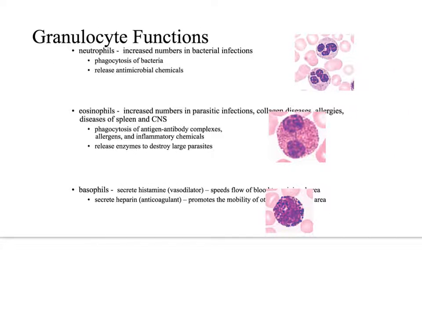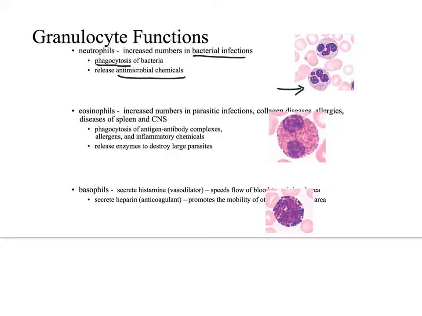Now I have them listed out with the function. This is a really basic function. Neutrophils go up when you have a bacterial infection. Here's a picture of what they look like. They're kind of purply, but you can see the nucleus with its many lobes. They can phagocytize bacteria, and they release antimicrobial chemicals, things that can take out microorganisms.